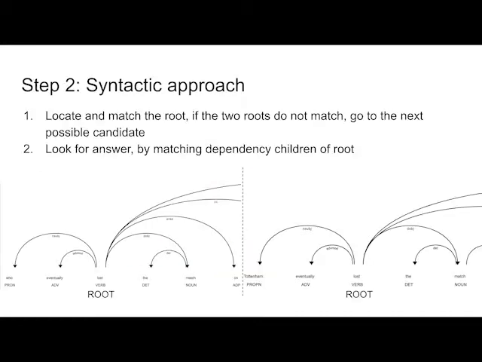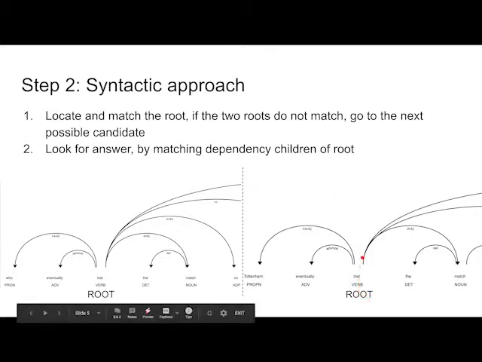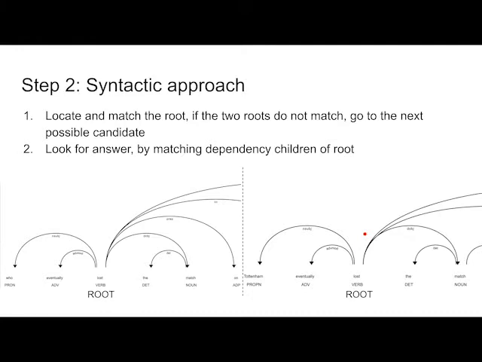Step 2. Our system locates and matches the root from the question and the root from the sentence containing the answer. If the 2 roots do not match, go to the next possible candidate. If the roots match, look for the answer by matching dependency children of the roots.